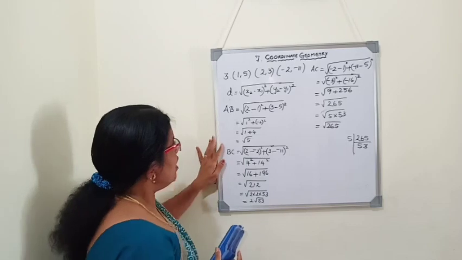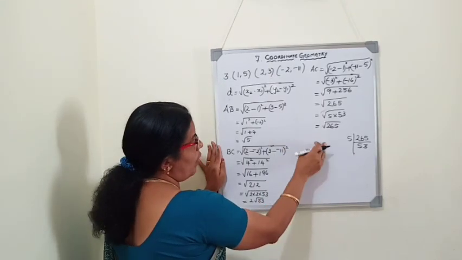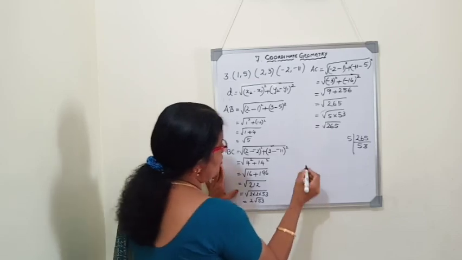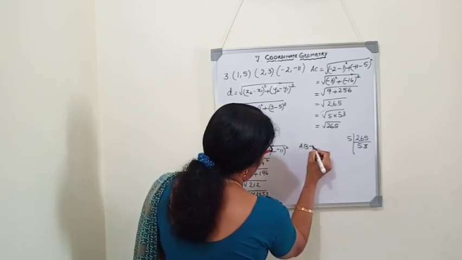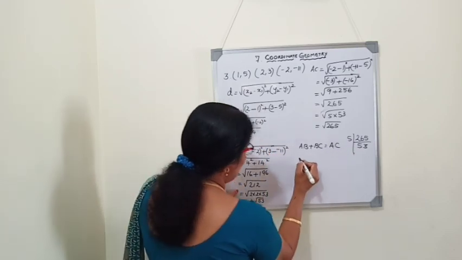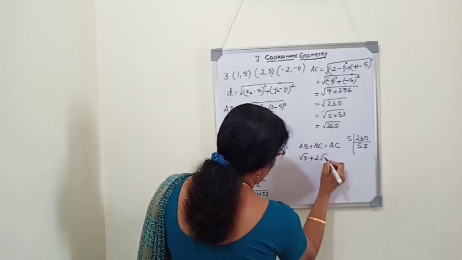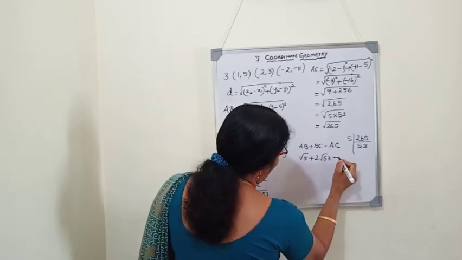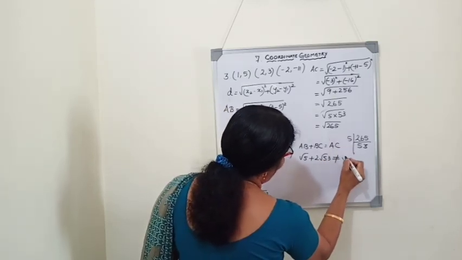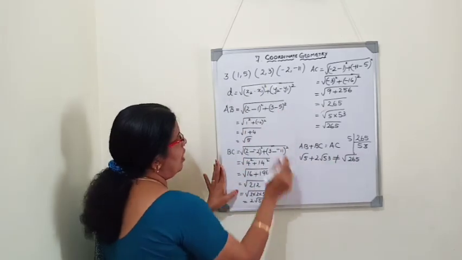So the question is whether the points are collinear or not. If you want to check whether the points are collinear, I told you AB plus BC should be equal to AC. Here AB is root 5 and BC is 2 root 53. That will not be equal to square root of 265. So only if they are equal can we say the points are collinear.